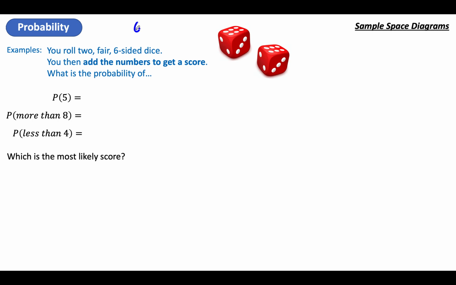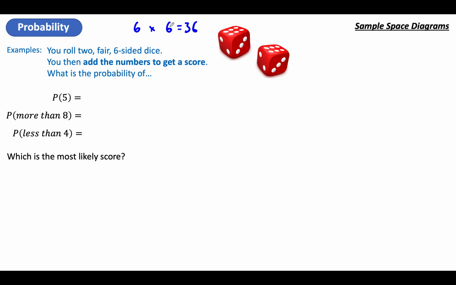There are 6 options for the first dice, 1, 2, 3, 4, 5, and 6. And there are 6 options for the second dice, so 1, 2, 3, 4, 5, 6. That means in total, there are 6 times 6, 36 different outcomes. Now that's going to take a long time to list, right?